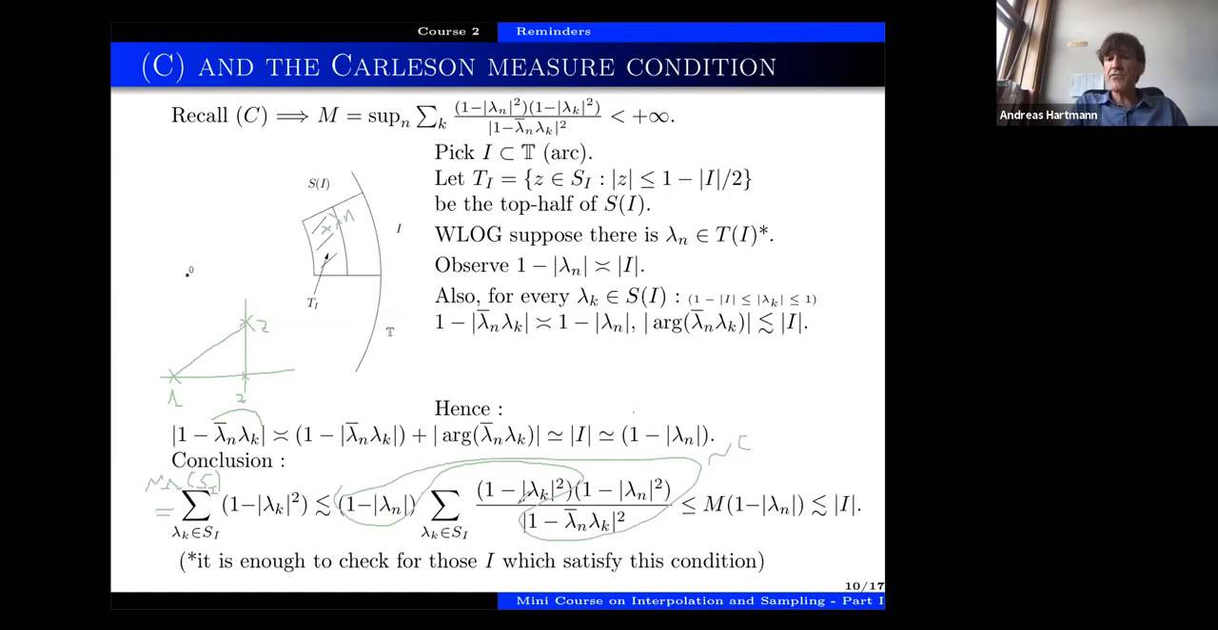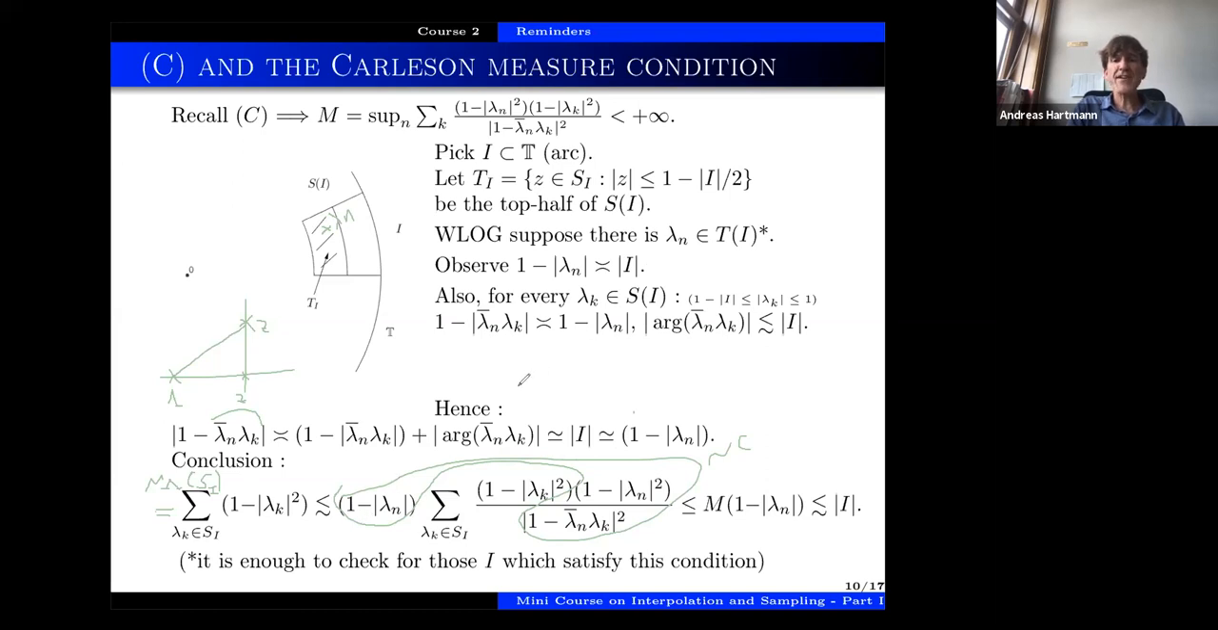So I didn't change much the sum, the first sum. I just introduced a multiplicative constant, but now I recognize that the sum is bounded by m, and this is just 1 minus lambda n. And 1 minus lambda n is comparable to the length of I. So I'm done, and I have proved that the Carlson condition, so the condition on the Blaschke products, implies the Carlson measure condition.